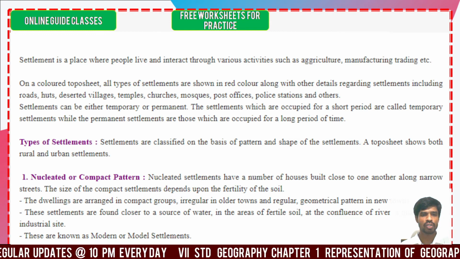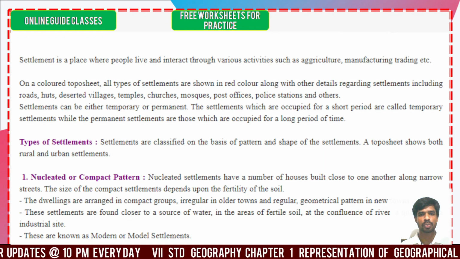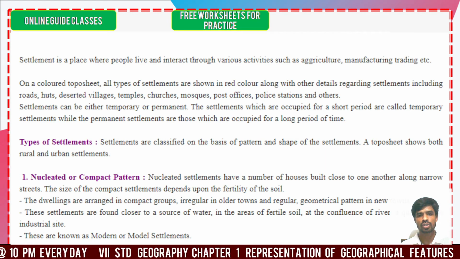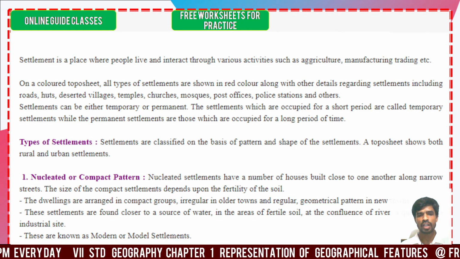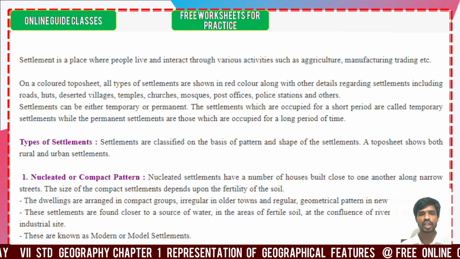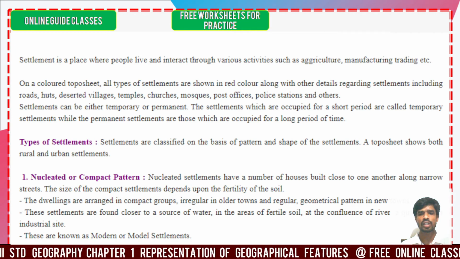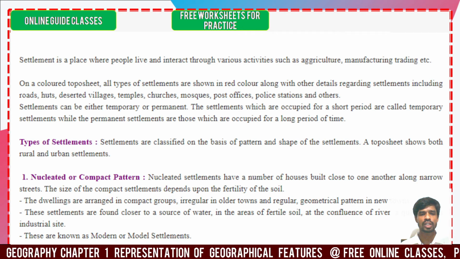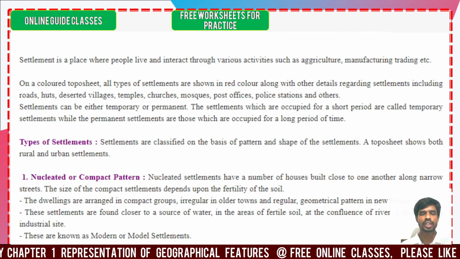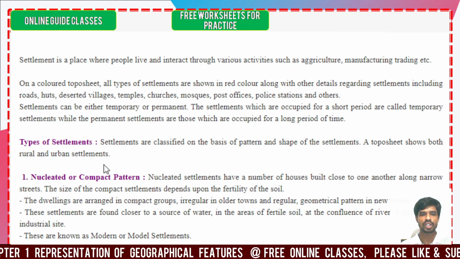And the next one, the dwellings are arranged in compact groups, irregular in older towns and in a regular geometrical pattern in new ones. These settlements are found close to the source of water, in areas of fertile soil, at a confluence of rivers, industrial sites. They are known as modern or medal settlements. Please remember this point, my dear friends.